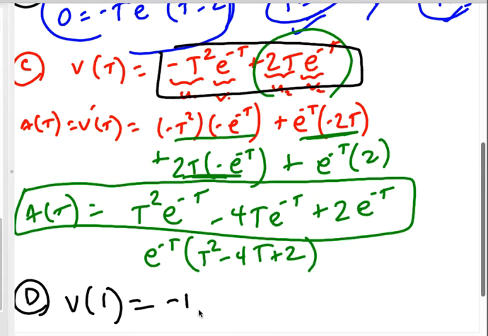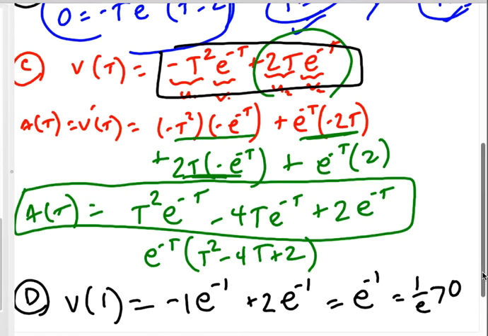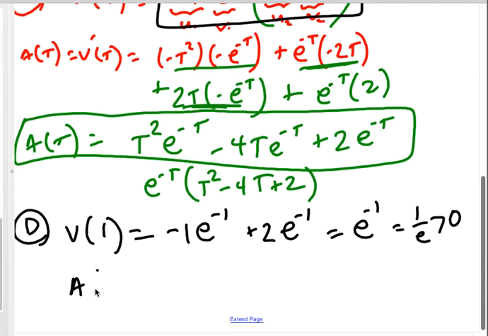So that's going to be negative 1 e to the negative first plus 2 e to the negative first, which seems to be just a single e to the negative first, right? Which is 1 over e. That's positive, right? That's like about a third. It's not actually a third, but it's about a third. My a of 1, right? Notice I didn't say a of t, I said a of 1.